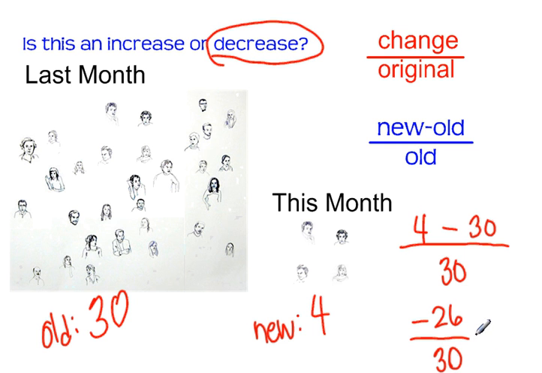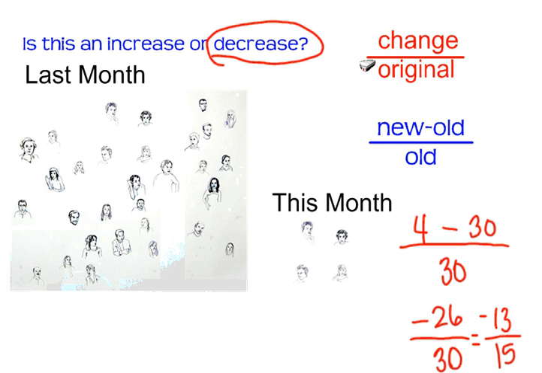Now, I know I can reduce these two things. They're both even, so I can divide by 2, and that's going to give me 13 out of 15. Now, this is what I was just saying on the last page. I don't know what 13 out of 15 is as a decimal or as a percent. So I'm going to clear some space here so that I can find out.